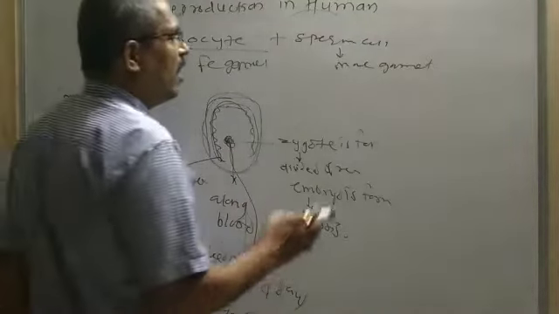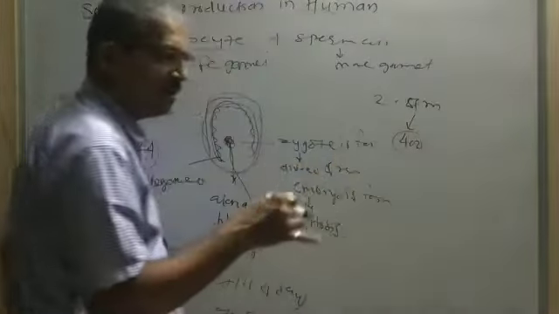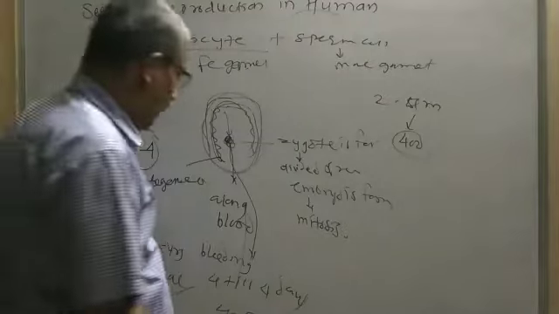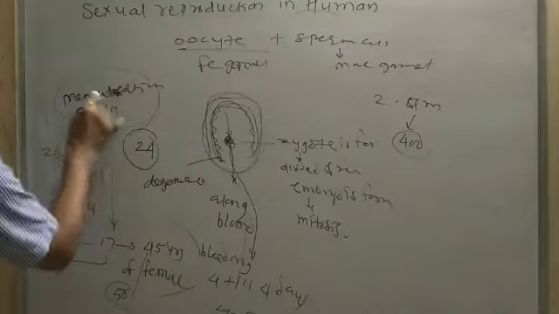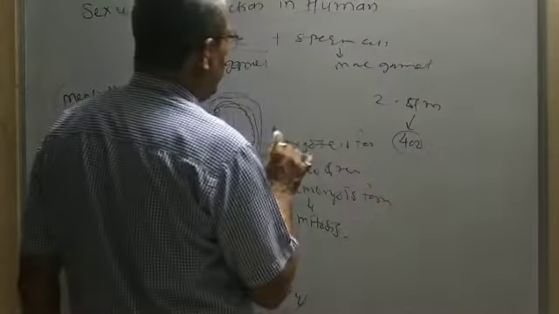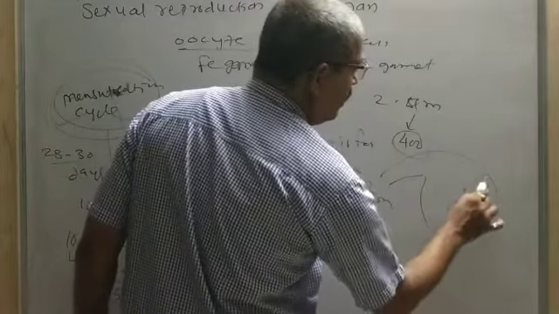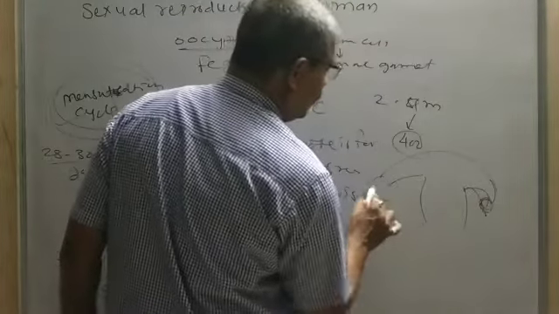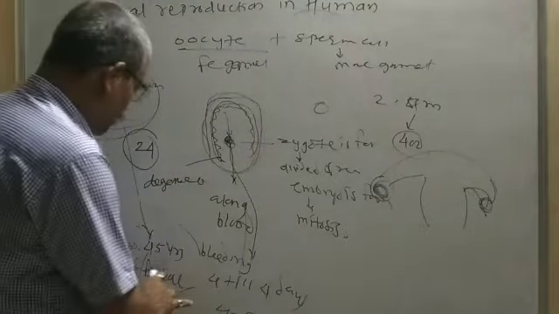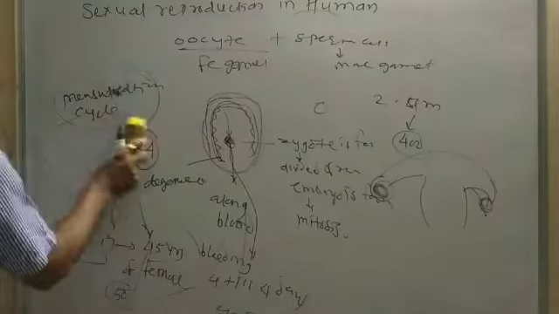And what I told, that out of 2 to 4 million, only 400 oocytes come into the uterus for fertilization. When the menstruation cycle stops at the age of 45 or after 45 years, then here is the ovary, and all the remaining oocytes degenerate after stoppage of the menstruation cycle. By this way, your menstruation cycle topic is completed.